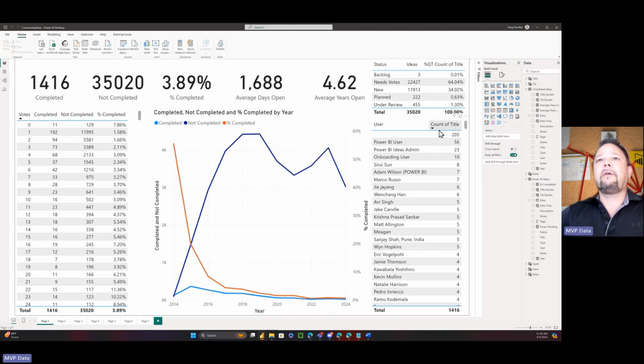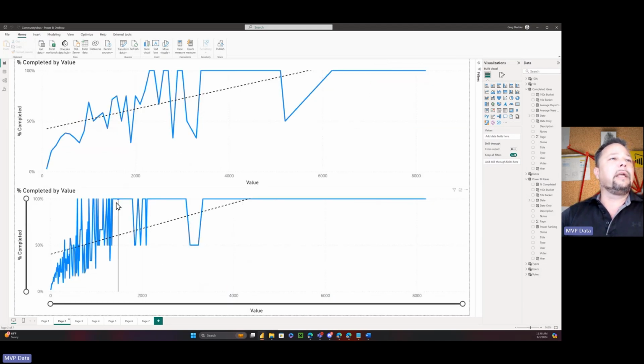This again is the user count. So people like Marco Russo have had 7 ideas completed. These are completed ideas, so I thought that was kind of interesting to put together. All right, so let's go into page 10. This is where I think it gets kind of interesting.